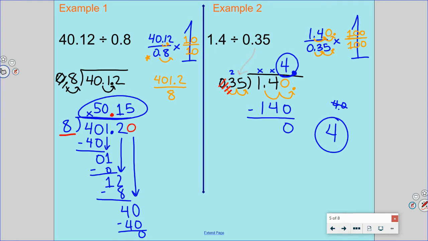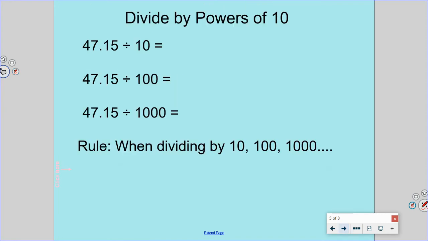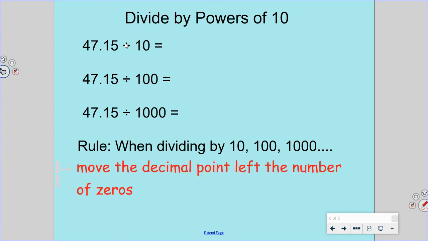All right, now we get into some shortcuts dividing by powers of 10. Now remember, please, before we did this, we multiplied. We're not multiplying anymore. We're going to divide both of these problems by powers of 10. Now, when dividing by 100 or 10 or 1,000 or any power of 10, you're simply going to move that decimal point. Now, because you're dividing by a power of 10, it's getting smaller, so you have to move it to the left. The number of zeros determines how many places.